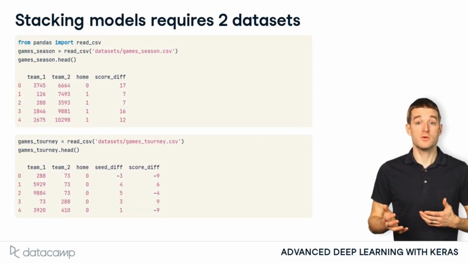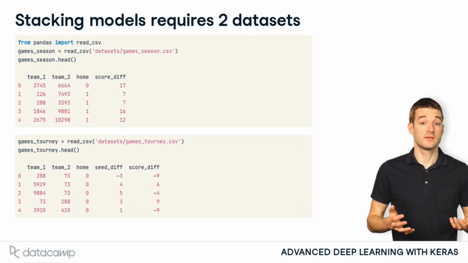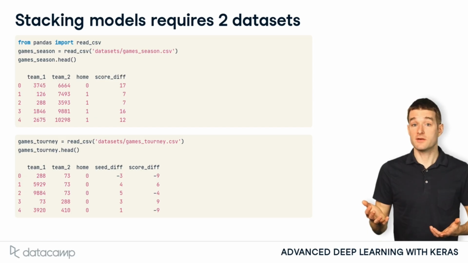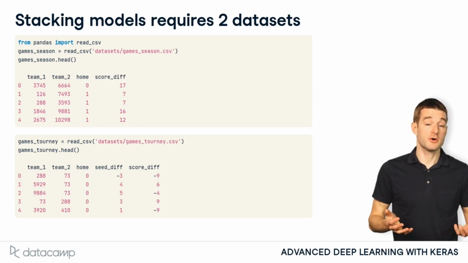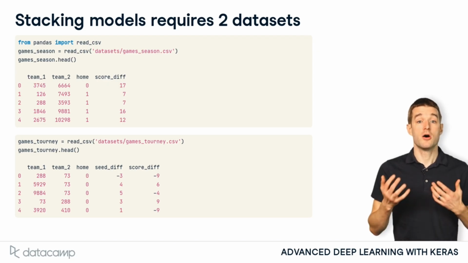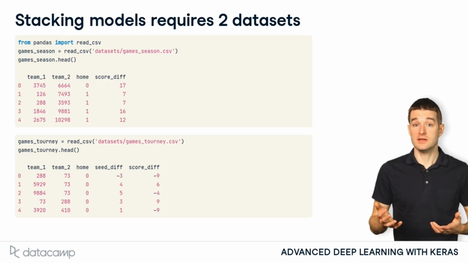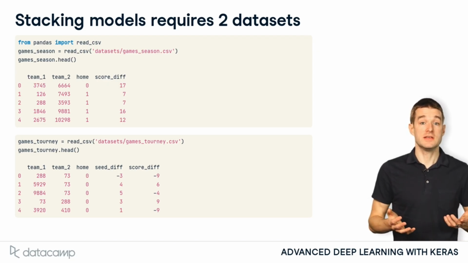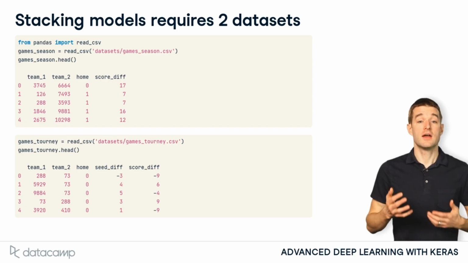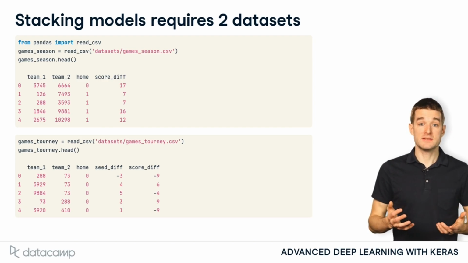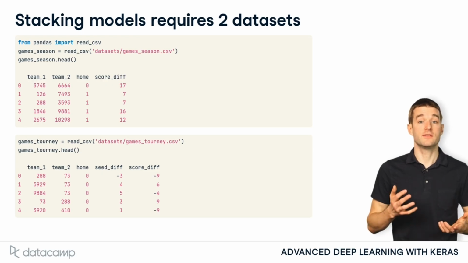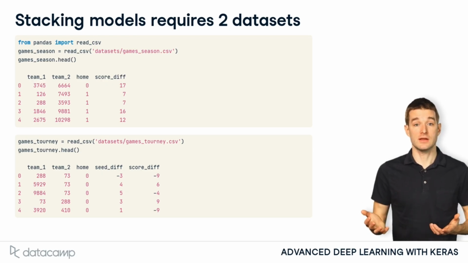In this course, you have been working with two data sets: the college basketball data from the regular season and the college basketball data from the postseason tournament. Both data sets contain the two teams playing, whether team one is home or away, and the score difference of the games. The tournament data set additionally contains the difference in seeds of the two teams playing.